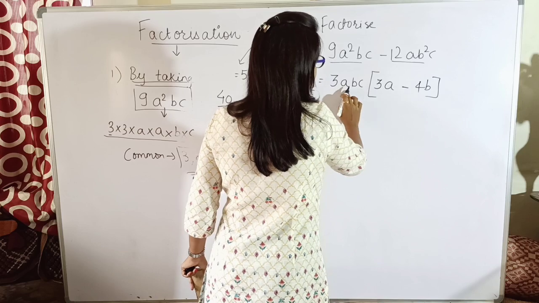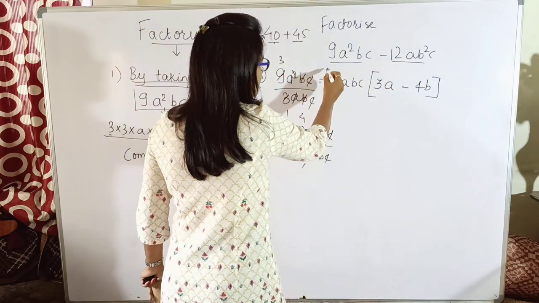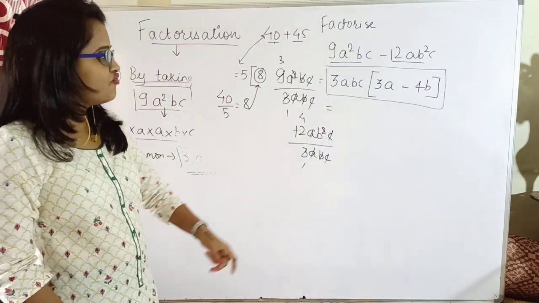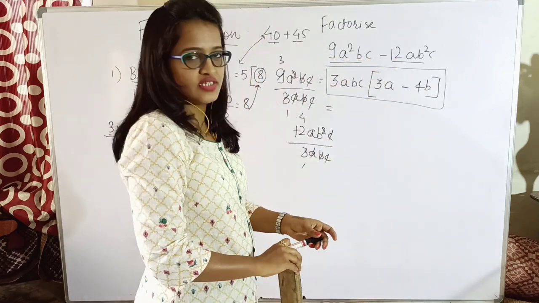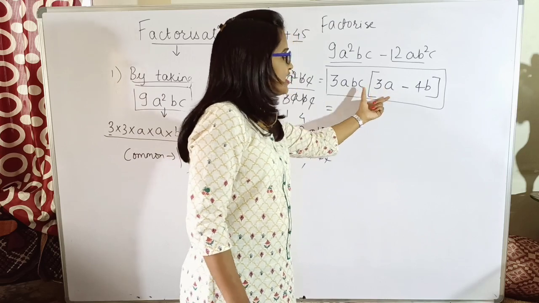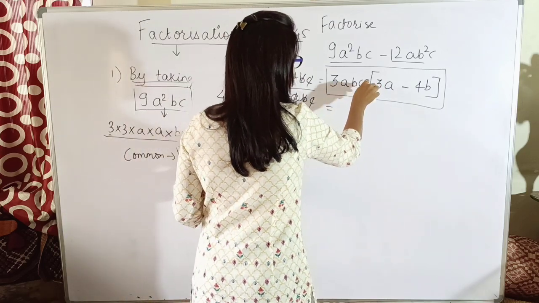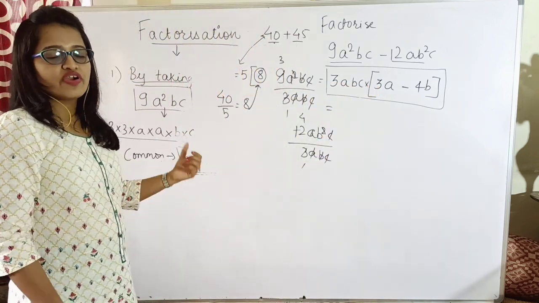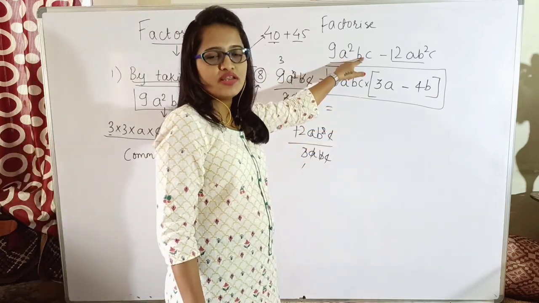3 fours are 12, a, b into b², and c. So now this is your factorized expression for 9a²bc minus 12ab²c. As you can see, the terms you are getting, what sign do they have between them? Nothing is there, means there is a multiplication sign, and that was what our definition of factorization was: finding the factors such that their multiplication will give you the original expression.